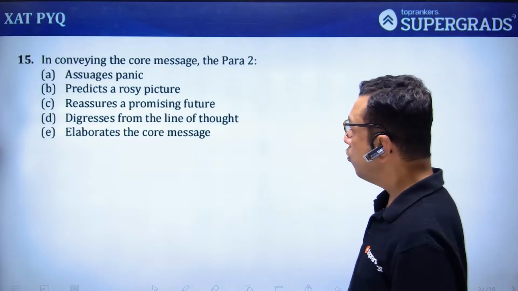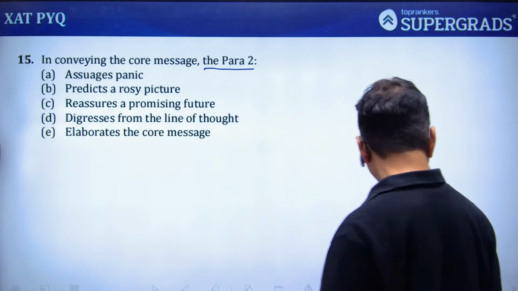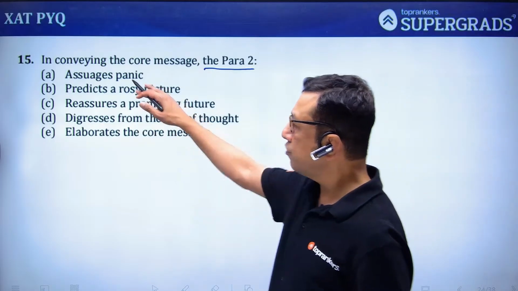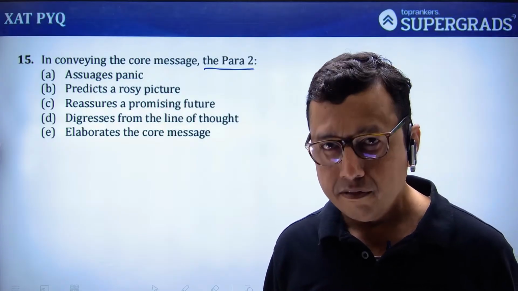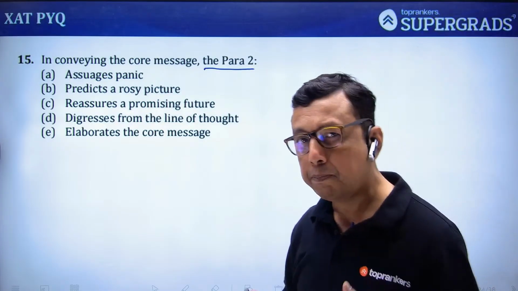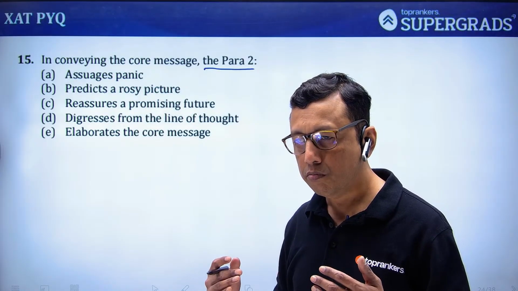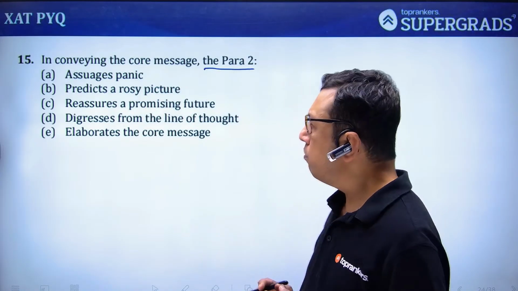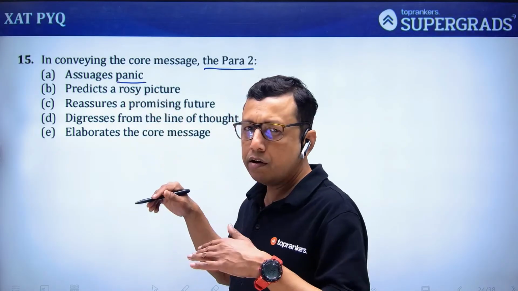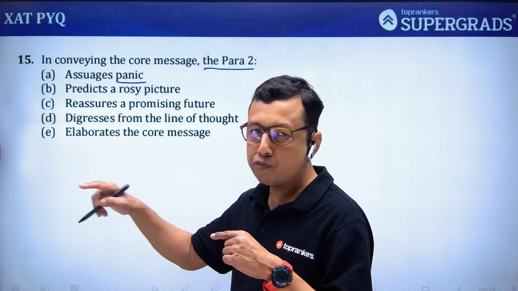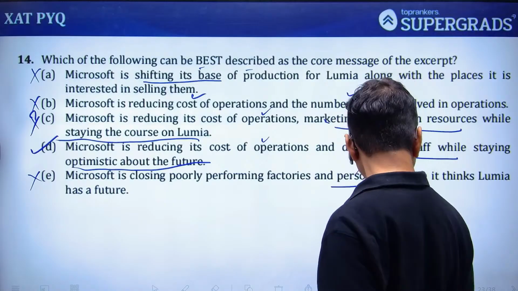In conveying the core message in paragraph 2, what does the author do? Or what does the message do? It assuages panic. Assuage is to bring it down, relieve. So, is there any panic that the message in the second paragraph is trying to bring down? Not exactly. There is no panic indicated. There's no message which addresses panic. If you remember the second paragraph, it's not there.